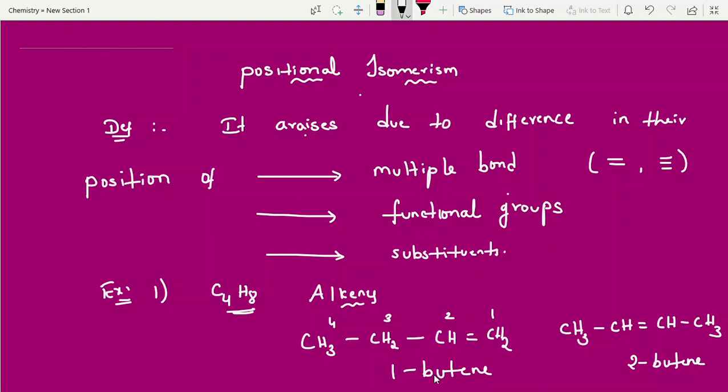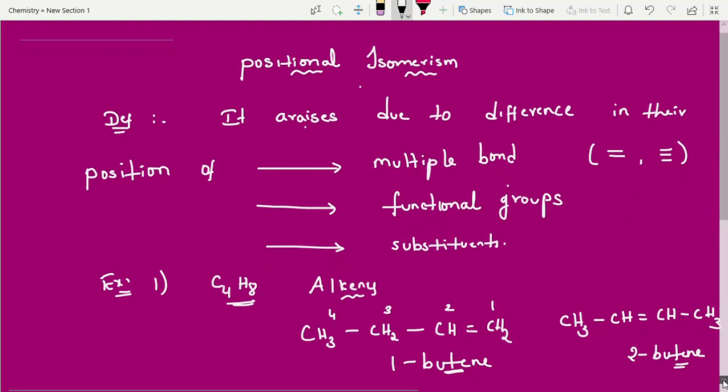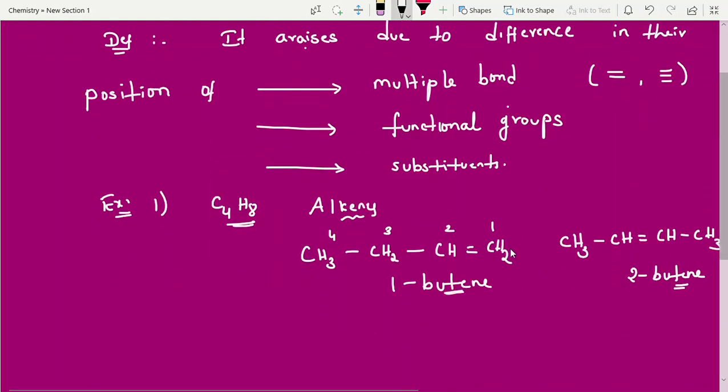See, the root word is no change. Root word, but, no change. If chain changes are there, as I discussed in the previous class, that is chain isomerism. But here the chain is not changing. The position of the double bond is changing. This is called positional isomerism. Hope everybody is clear. Let me take another example.